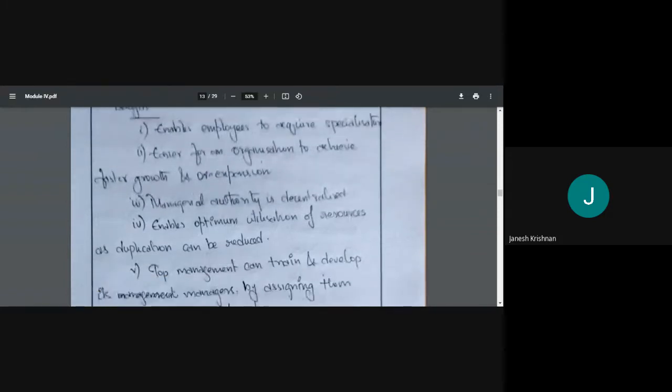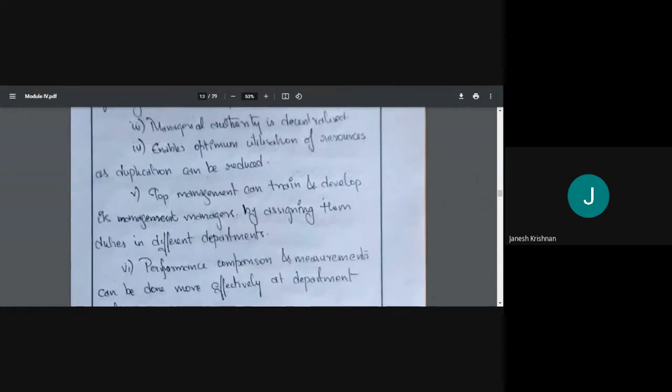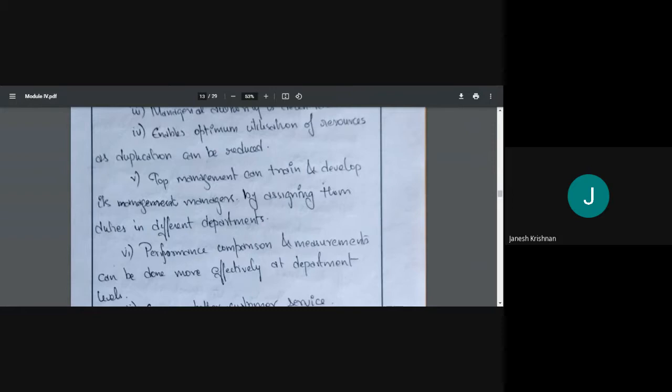And top management can train and develop managers by assigning them to different departments. Okay. So if the management feels that a person is good, and we need to develop him into higher roles, we will see what can be done. They will assign the person to different departments. So for 2 years he will be working in marketing, then he will be changed to production, then to finance. So he will have an understanding of all the workings.